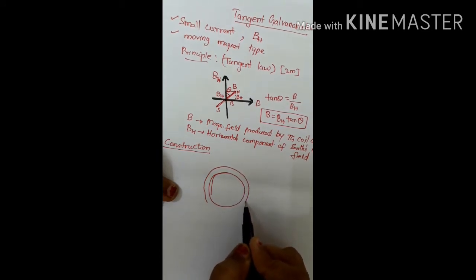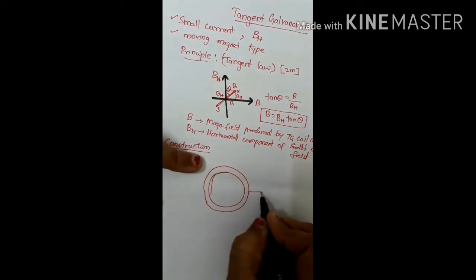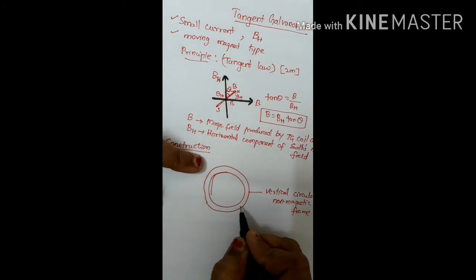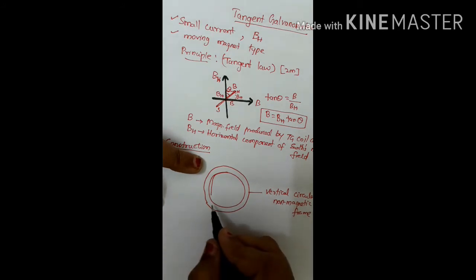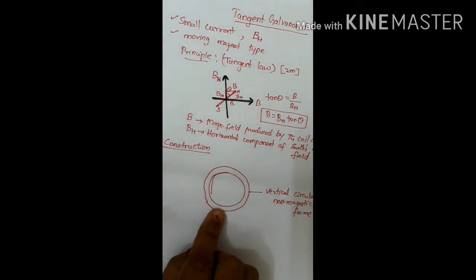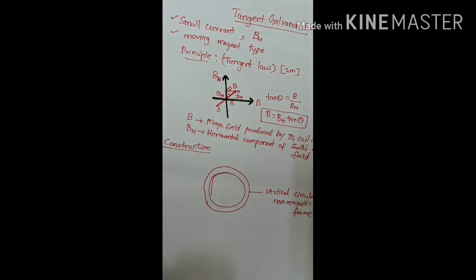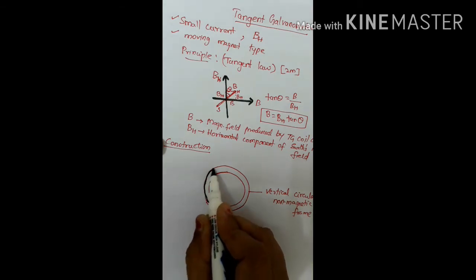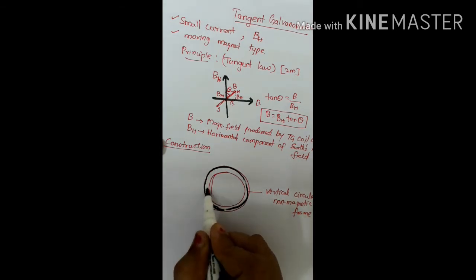This is the vertical circular non-magnetic frame. What do you mean by non-magnetic frame? It is made up of wood or brass. Actually, on this frame you are going to wind the coil. For that you can take a coil and make two turns, right? You can make turn 1 and turn 2.